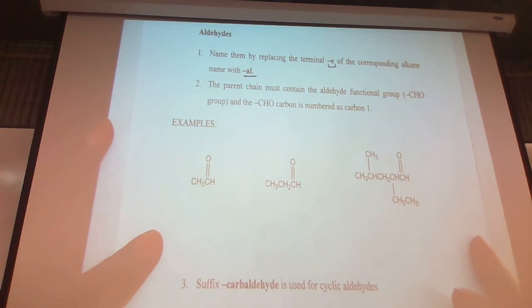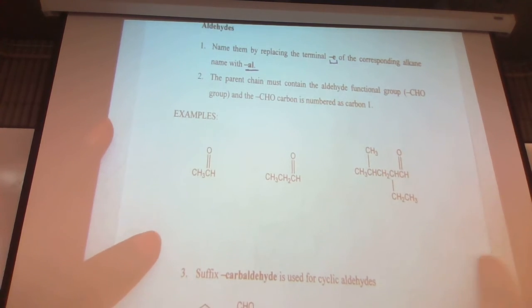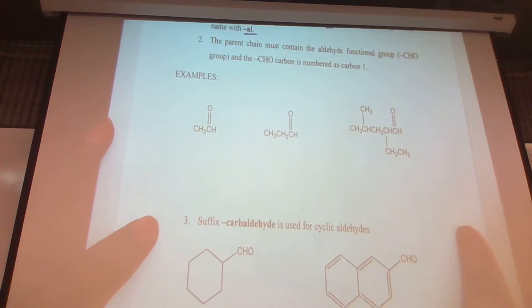The aldehyde functional group is usually at the end of the chain. It cannot be in the middle of the chain. So if you have the carbonyl in the middle of the chain, it's no longer an aldehyde, it's already a ketone, right? So therefore that aldehyde carbon has to be numbered carbon number 1. Okay? So let's look at a few examples here.